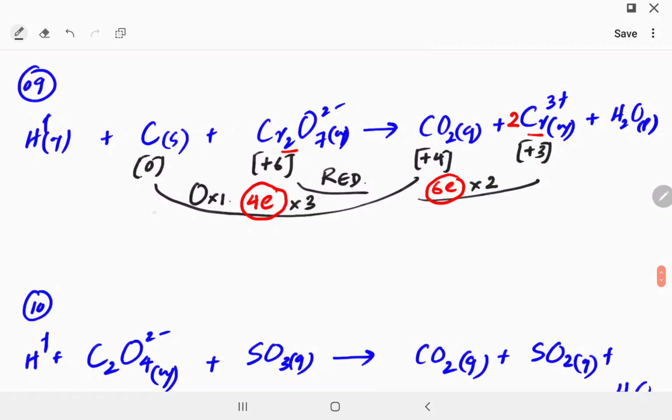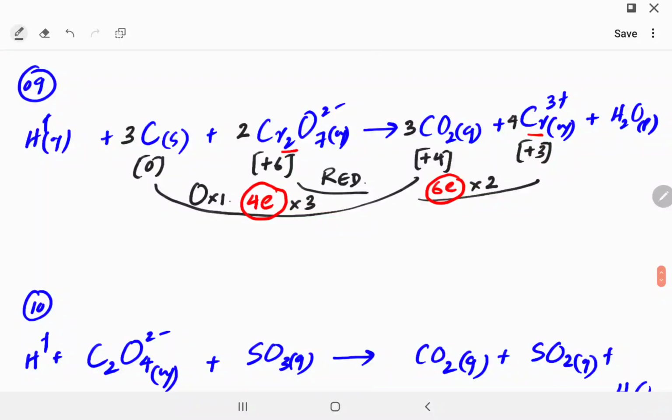Okay, so let's do this. 3 for carbon, 3 for carbon dioxide, and then 2 for dichromate, and then this is 2 times 2, so instead you can write it as 4. Alright, so now chromium and carbon are balanced.